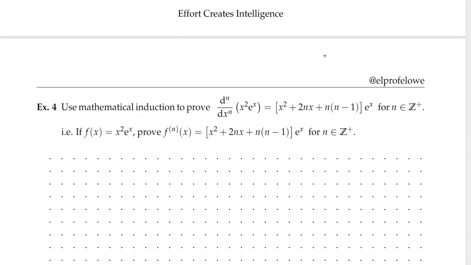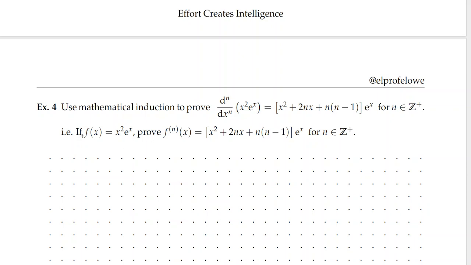Okay, so now we're going to have a look at a mathematical induction problem that involves derivatives. We're going to use mathematical induction to prove that the nth derivative of x squared e to the x is given by this expression: x squared plus 2nx plus n times n minus 1, all multiplied by e to the x, where n is a positive integer.